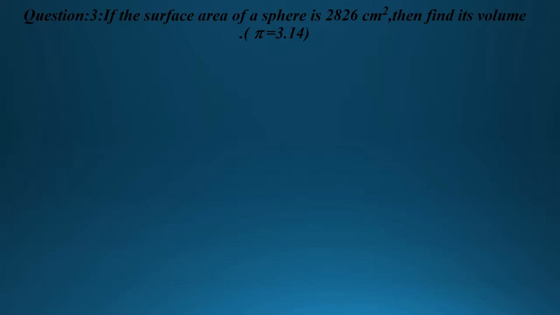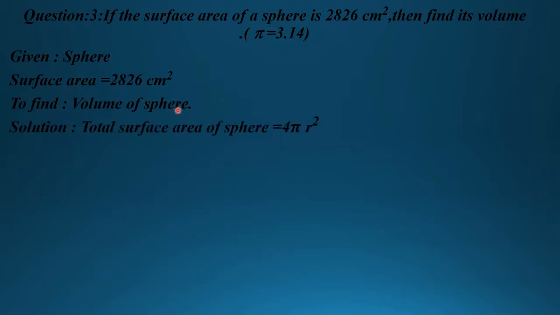Question number 3. If the surface area of sphere is 2826 centimeter square, then find its volume. The value of pi is 3.14. Given a sphere, surface area of the sphere is 2826 centimeters square. We have to find the volume of sphere. Now, students, the total surface and curved surface area of sphere both are same. Therefore, it is 4 pi r square.